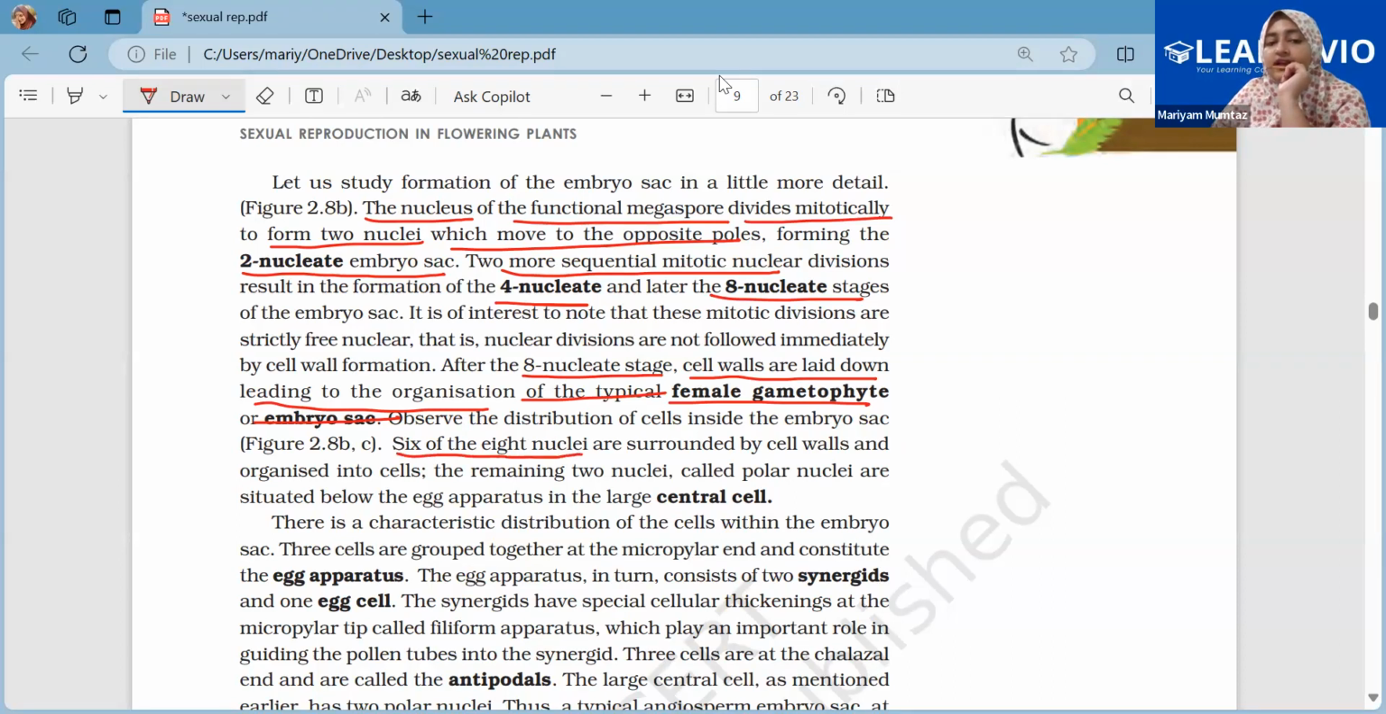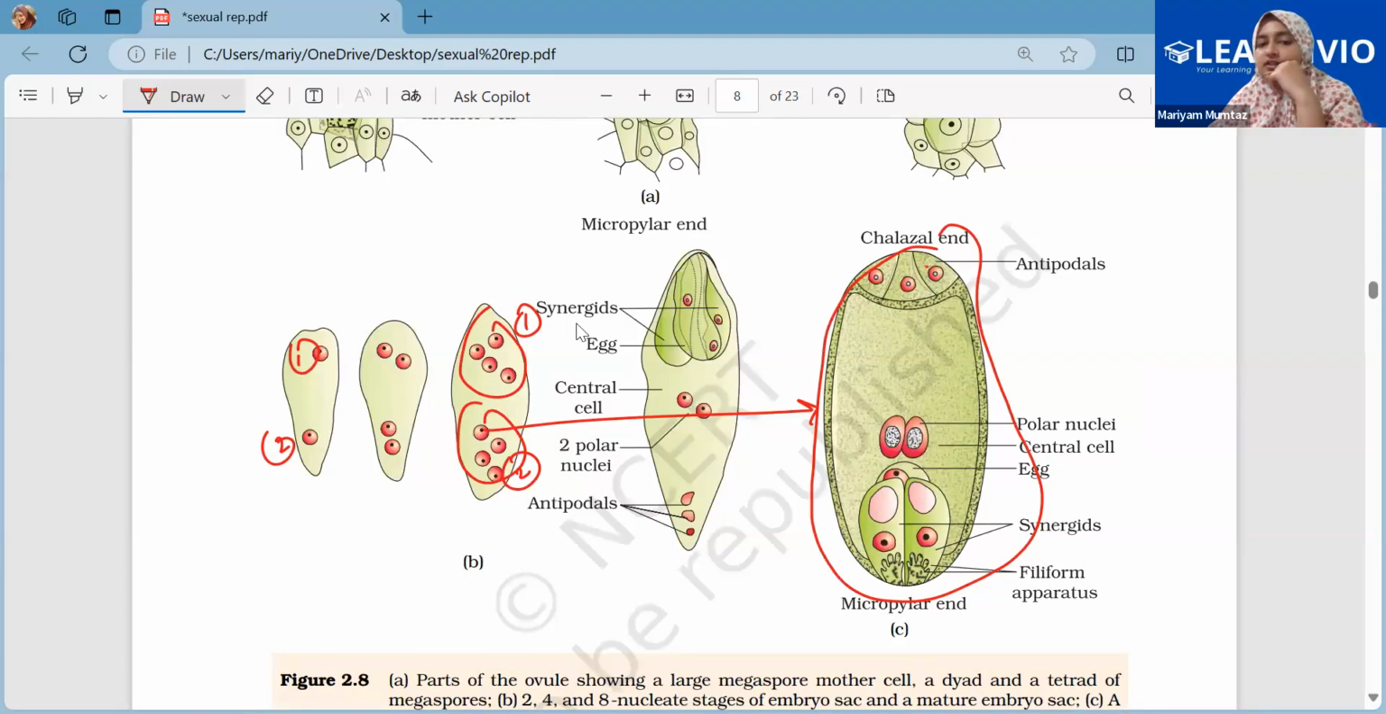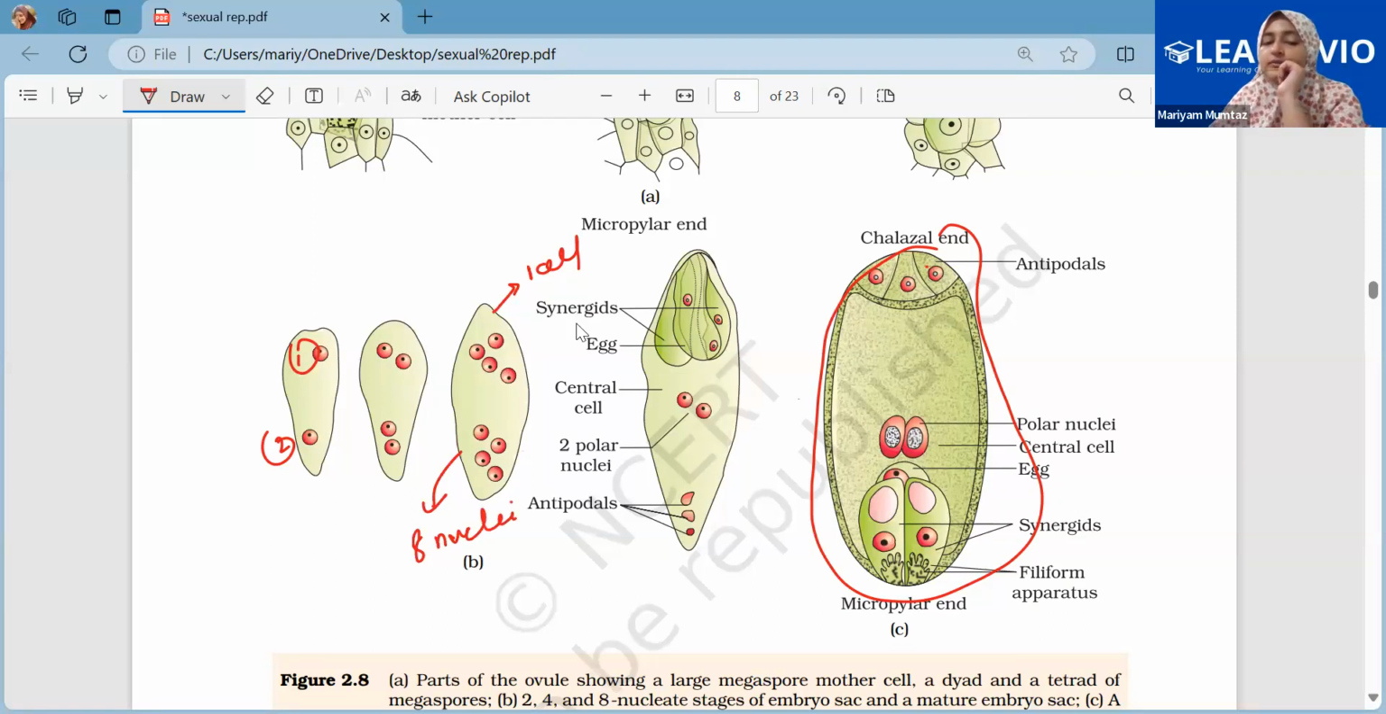Now, 6 of the 8 nuclei are surrounded by cell wall and organized into cells. The remaining 2 nuclei are called the polar nuclei. What does laid down mean here? Cell walls are laid down, leading to organization. Do you see this structure? There are just 4 nuclei present. This is one cell, but one cell is containing 8 nuclei. In order for it to become separate cells containing their own nuclei, cell walls are laid down, meaning cell walls are made surrounding them like this. And they get organized.